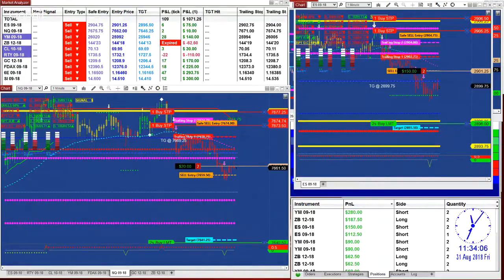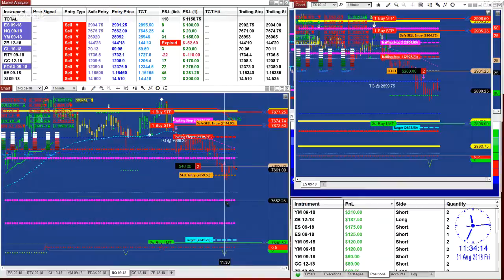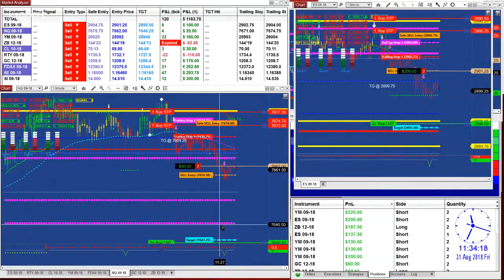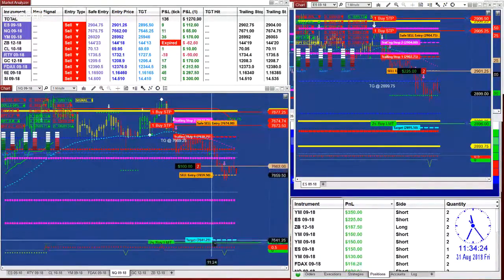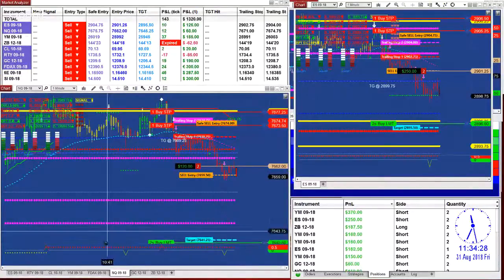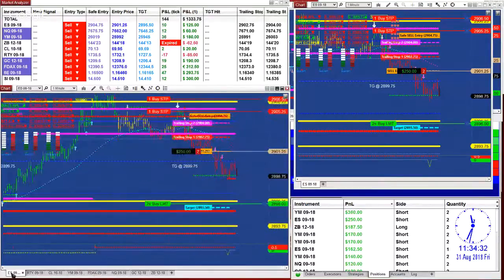Let's go back on the YM. The Nasdaq is a very clear area on the Nasdaq until we get the 52.25. Then the second one is 46.25, and final destination is 41.50. Let's look at the ES.